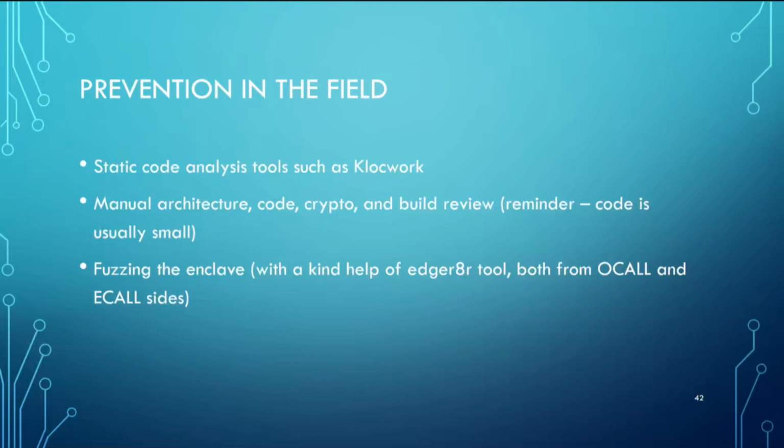Let's try to speak a bit about prevention in the field. First of all, static code analysis tools such as Klocwork work surprisingly well if applied properly, with every nightly build. Manual review of all possible things gives the best results, but the review should be conducted by highly qualified people, and it is still a probabilistic process and something will always be overlooked. As for fuzzing, we have nothing new except old good and dumb enclave fuzzing.